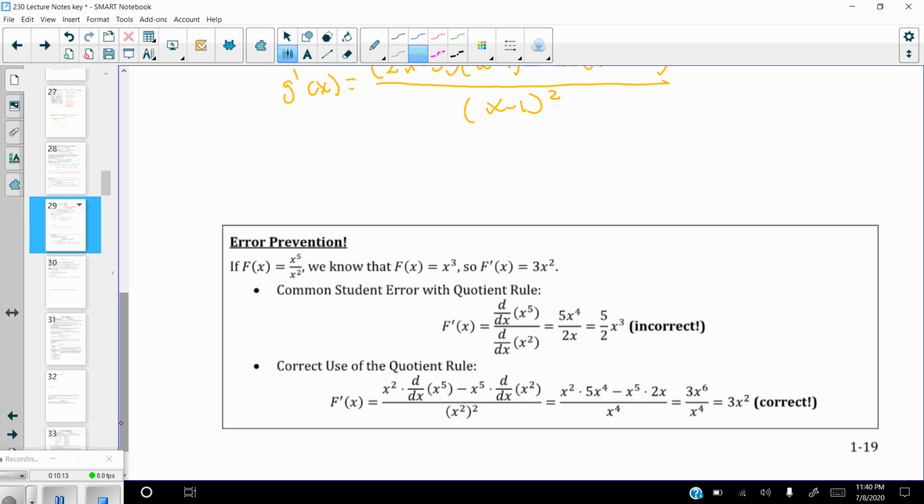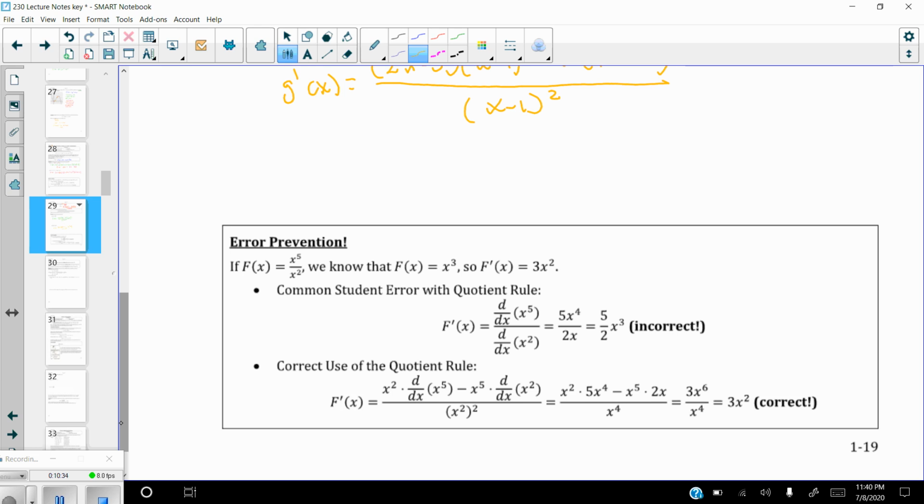Once again, we've given you some error prevention. Make sure you're not taking the derivative of the top and the bottom separately and then trying to simplify that. That is incorrect. That, believe it or not, actually has a completely different use for something else, which I don't even think that we touch on in this course, but there is another calculus use for that. So just make sure you're actually doing the quotient rule.